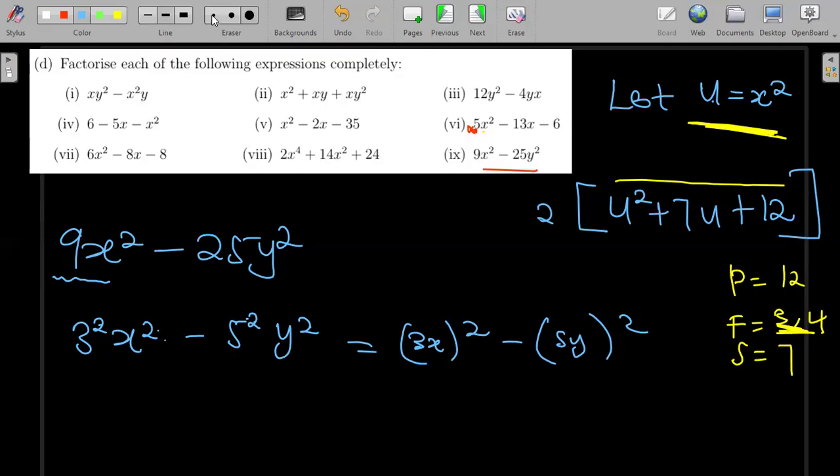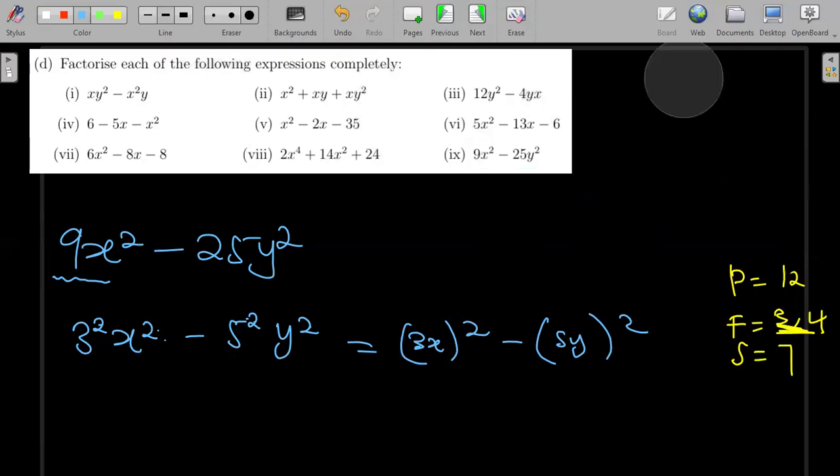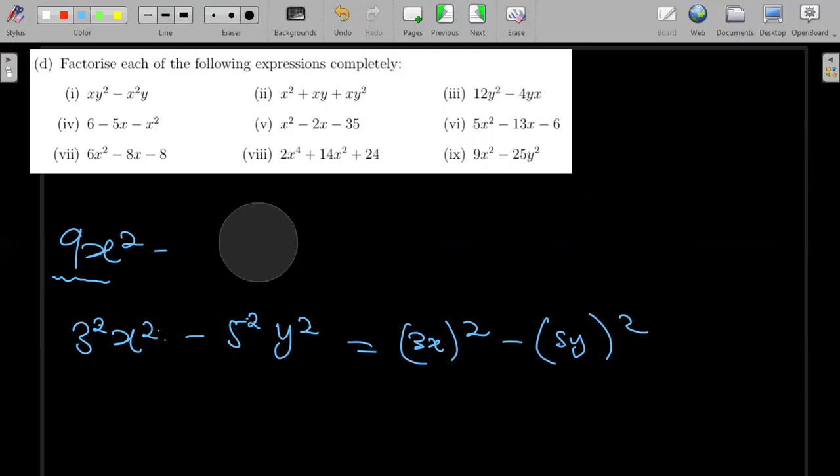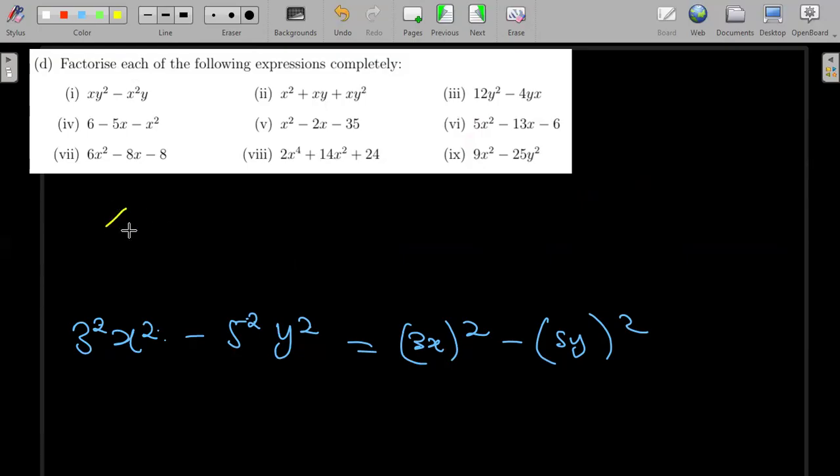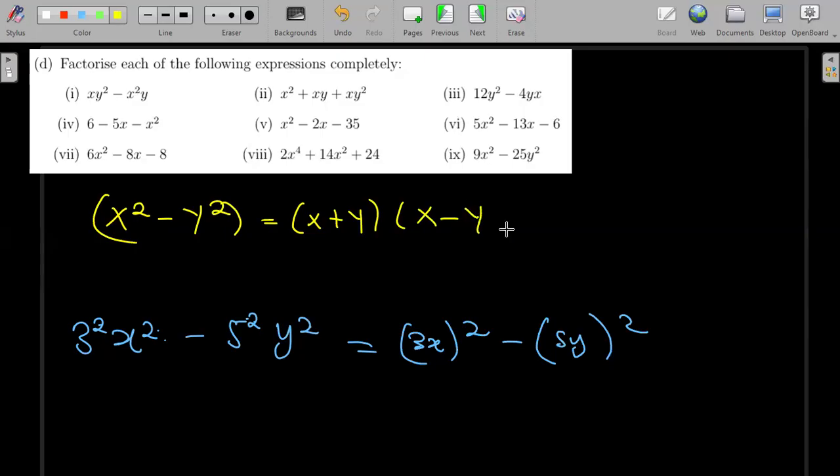So here we're going to use what we call the difference of two squares. If I have two expressions that have squares and I'm subtracting them, you simply apply this rule. If I have x squared minus y squared like this here, it is simply x plus y and then x minus y. So whenever you see a difference of two squares, you can rewrite it as this.